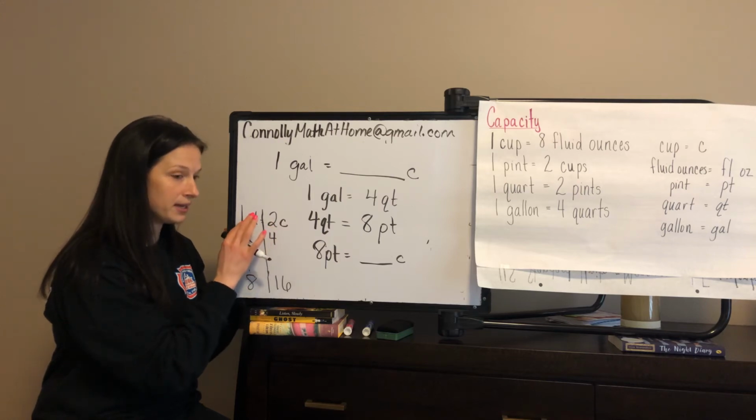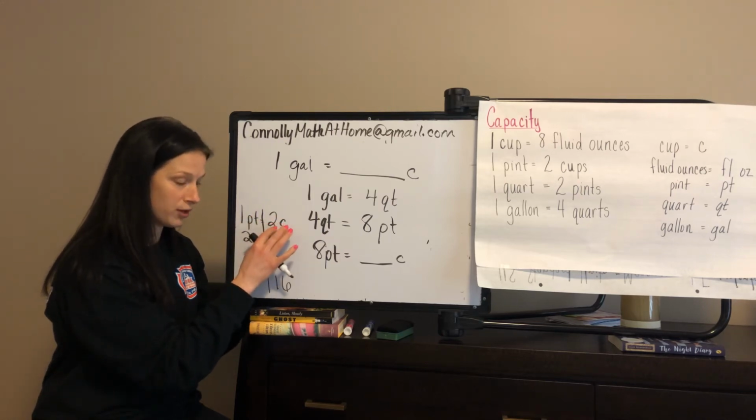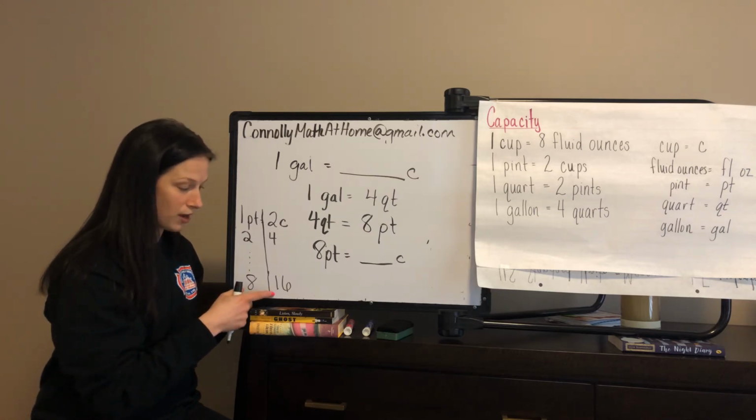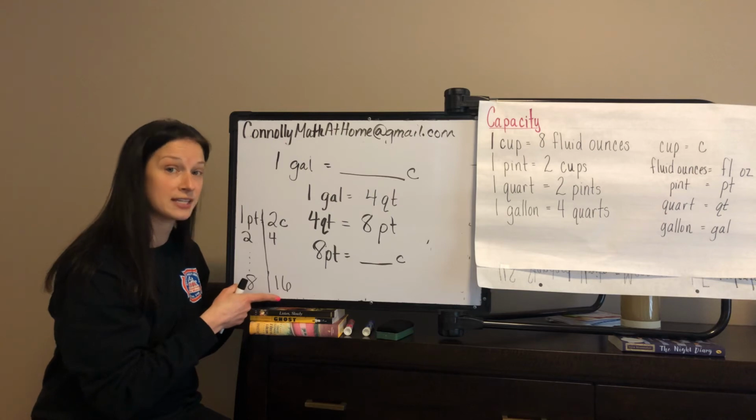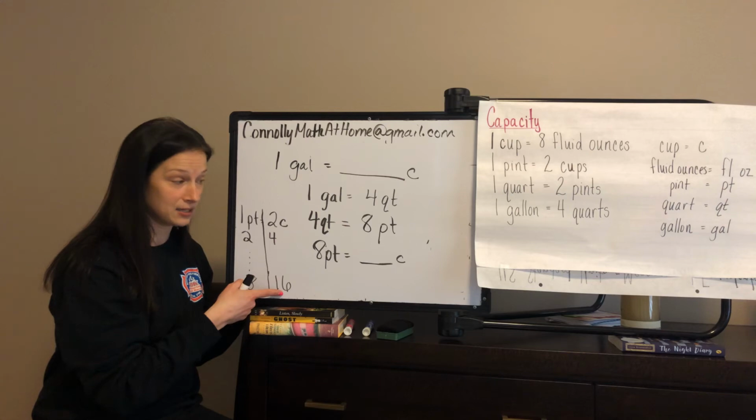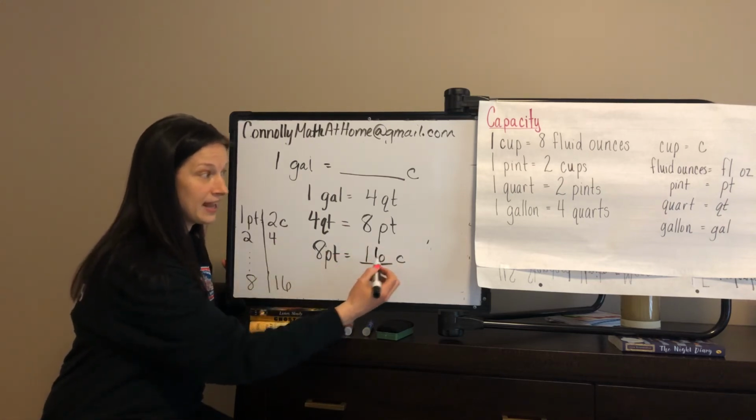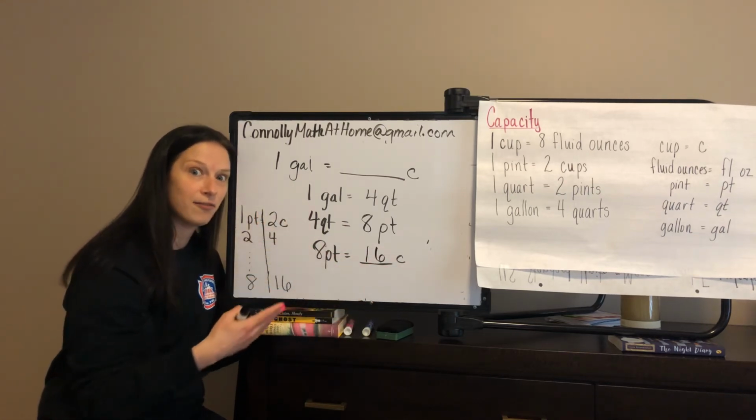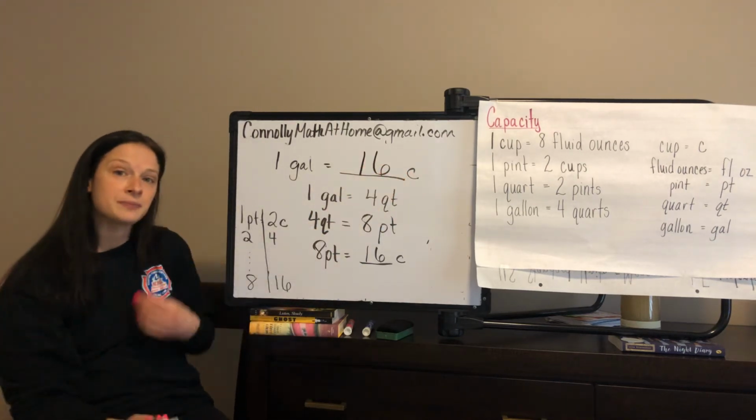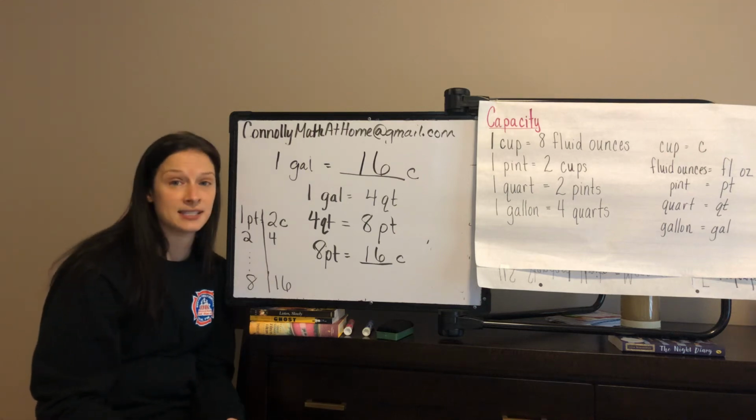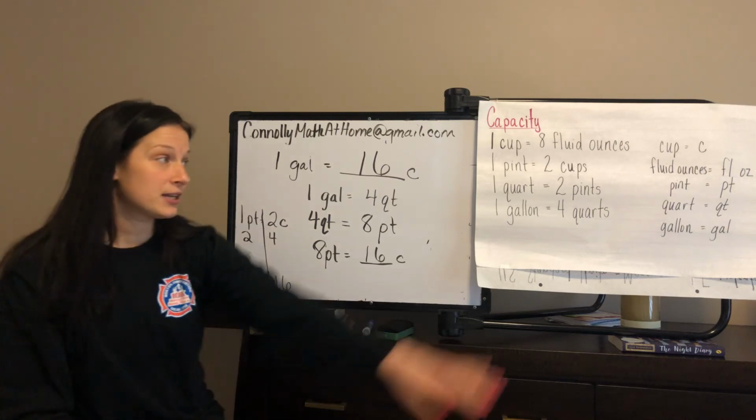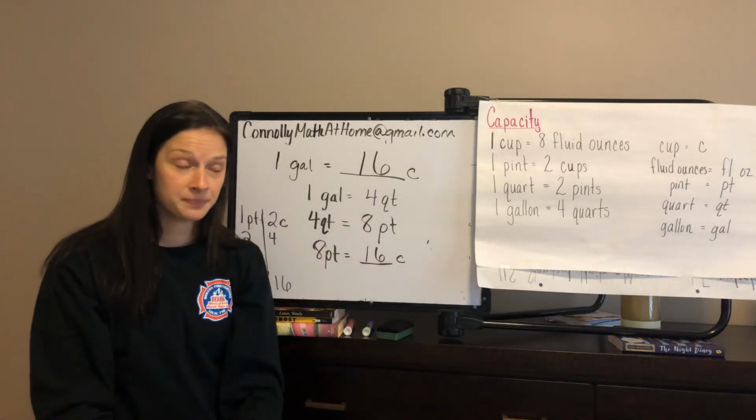1 pint is 1 group of 2 cups. 8 pints is 8 groups of 2 cups, which would get you 8 times 2. When I say groups of, I mean multiplication. 8 groups of 2, you get 16 cups. So, after doing several conversions, we're able to figure out that 1 gallon is the same as 16 cups. So, it's going to be about organization. It's going to be about figuring out how much is in each one.